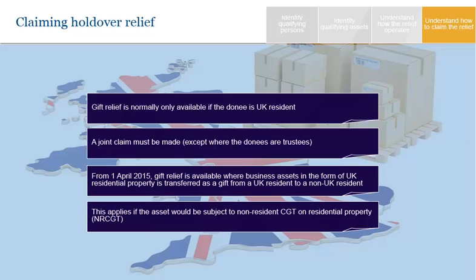In addition, gift relief, holdover relief, interacts with the rules regarding non-resident CGT. Those that extended CGT to non-residents with regard to UK residential property, if you remember. Gift relief, holdover relief, is available. The assets are dragged into the holdover relief net, where there's a gift from a UK resident to a non-UK resident in those circumstances relating to that kind of property.